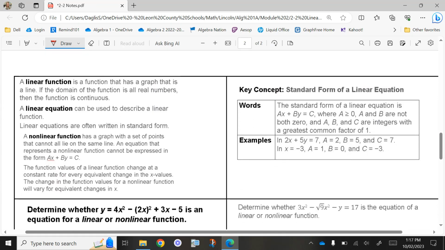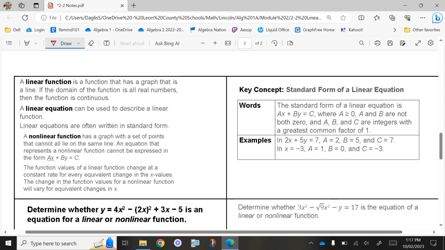Okay, so on the back, a lot of words here that I'm going to condense down for you, because a lot of words make my head hurt. A line is a function that has a graph that is a line. If the domain of the function is all real numbers, then the function is continuous. A linear equation can be used to describe a linear function. Linear equations are often written in standard form.